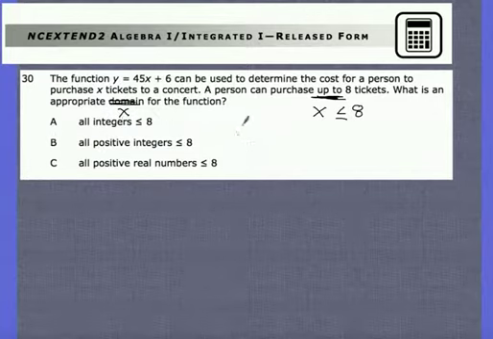All integers is anything that would show up on a number line. All integers would mean positives and negatives, but we can't purchase negative tickets, and remember that x represents tickets, so A is out.